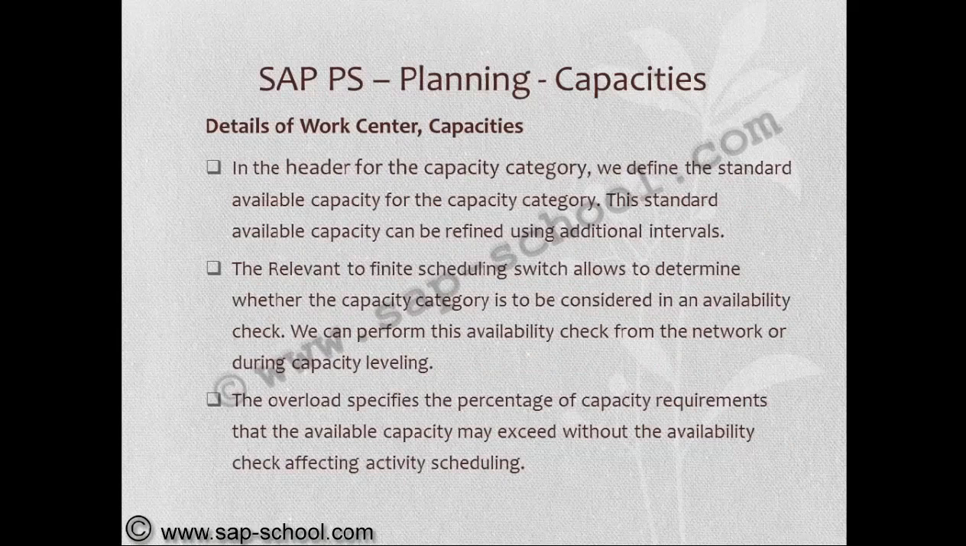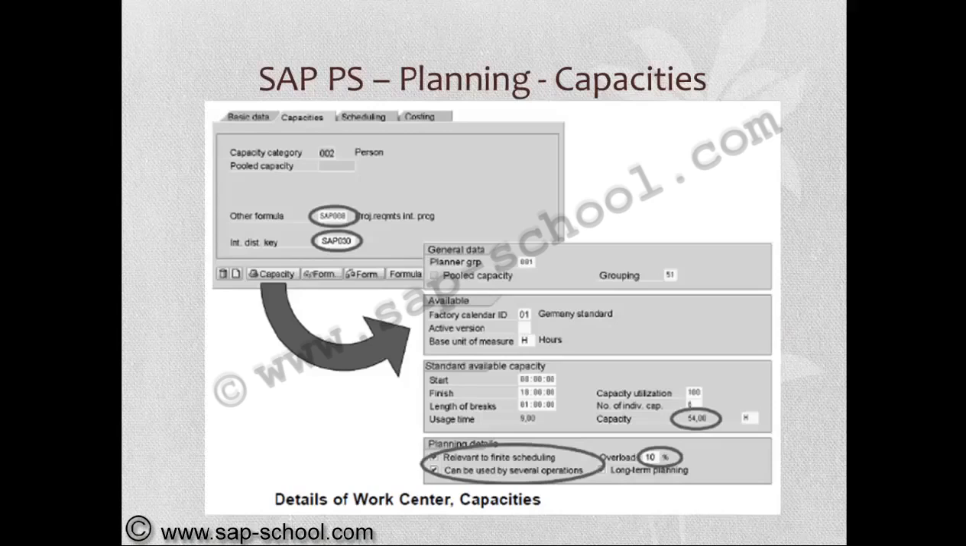In the header of the capacity category, we define the standard available capacity for the capacity category. This standard available capacity can be refined using additional intervals. The relevant to finite scheduling switch allows to determine whether the capacity category is to be considered in an availability check. We can perform this availability check from the network or during capacity leveling. The overload specifies the percentage of capacity requirements that the available capacity may exceed without the availability check affecting activity scheduling.